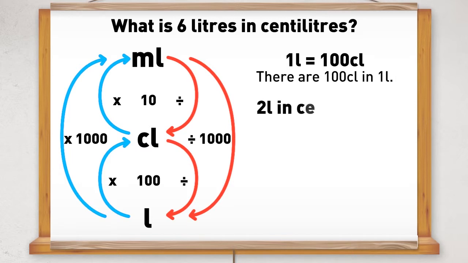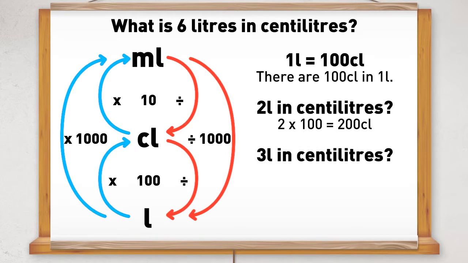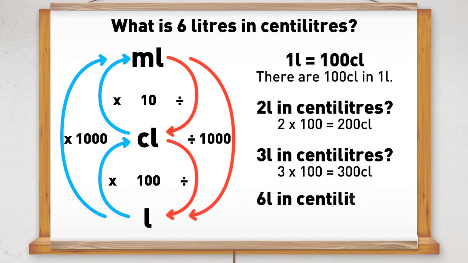What is 2 litres in centilitres? 2 times 100, which is 200 centilitres. What is 3 litres in centilitres? 3 times 100, which is 300 centilitres. So following the same rule, 6 litres would be 6 times 100 equals 600 centilitres.